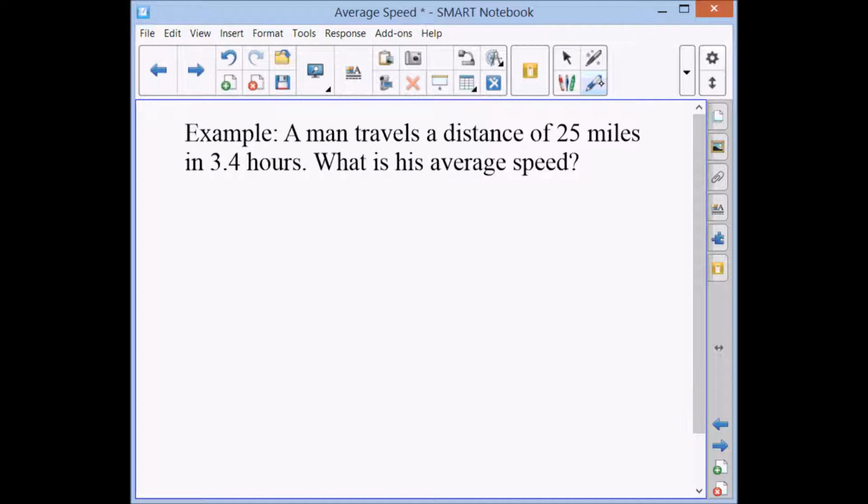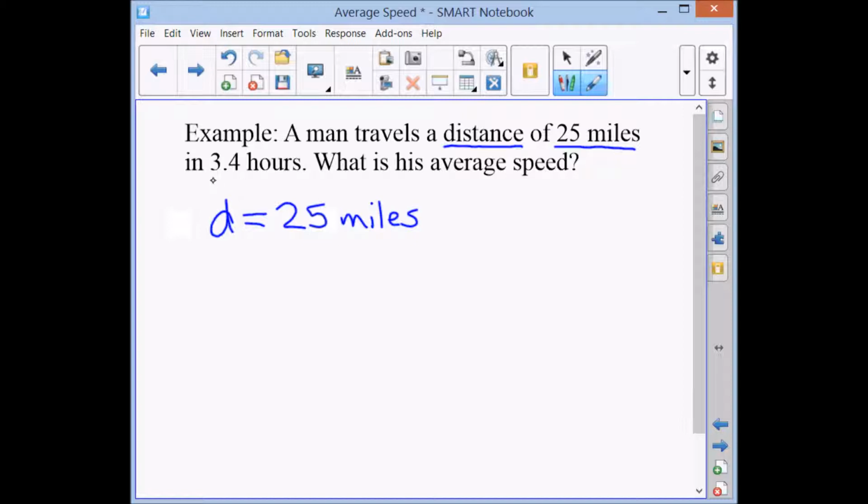So the first thing we do is we read through the problem and we just make sure we know what everything is. This first information right here, a man travels a distance of 25 miles, of course tells me the total distance that was covered in this situation. So I'm going to go ahead and write that down right here. That's one of my givens, that the distance traveled is 25 miles. Make sure you write down the letter, the quantity, and the unit that goes with it.